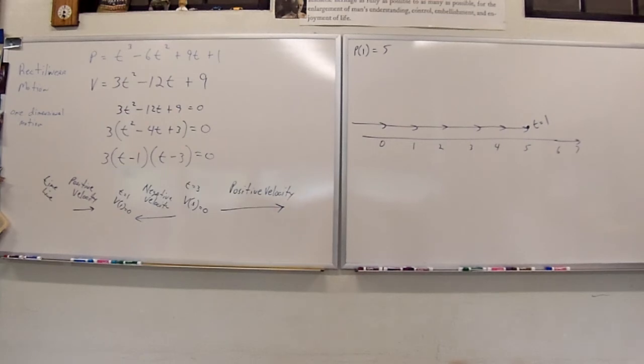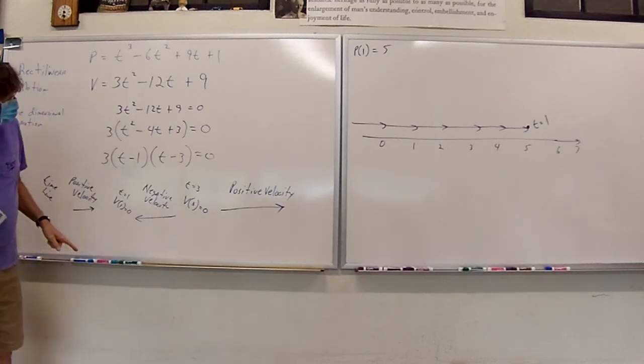Do you know why we put it out there at 5 instead of at 1? Position. The 1 is a time. The position is what? 5. And that line that we're drawing over there is not a time line. It is a what? Position in space line. All right. Then the particle started doing what?